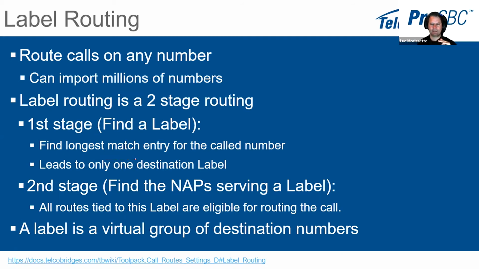Then as a second step, you can tell the system which NAP can route this label. All routes that have this label are eligible to route the call. So maybe you have 3 NAPs that can route this particular label. So this called number that came in will be able to route with 3 different network access points as destination.